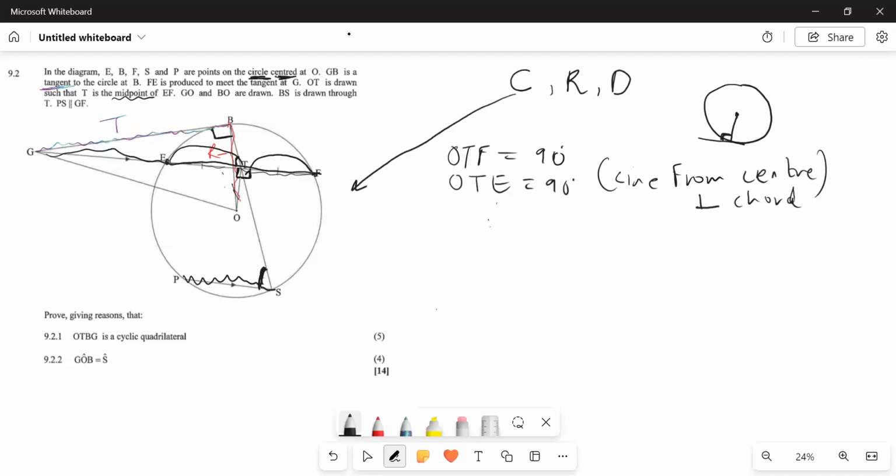So we need to say angle GTB is equal to angle S. The reason: corresponding angles, because PS is parallel to GF. PS is parallel to GF, right?